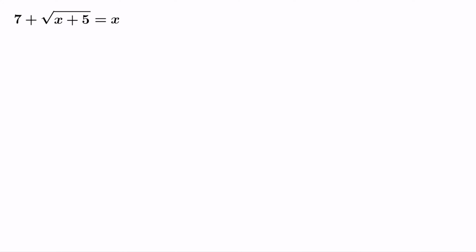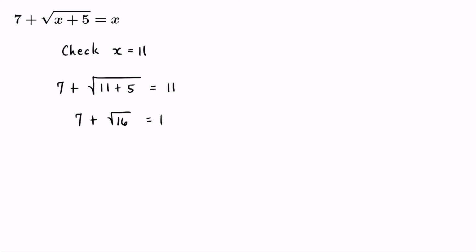Let's check the first x value, that is x equals 11. When x equals 11, our equation turns to 7 plus square root of 11 plus 5. Is this equal to 11? Let's see. 7 plus square root of 16 equals 11. Yes, we have 7 plus 4, that is equal to 11. So that is correct. Therefore, this is a solution.